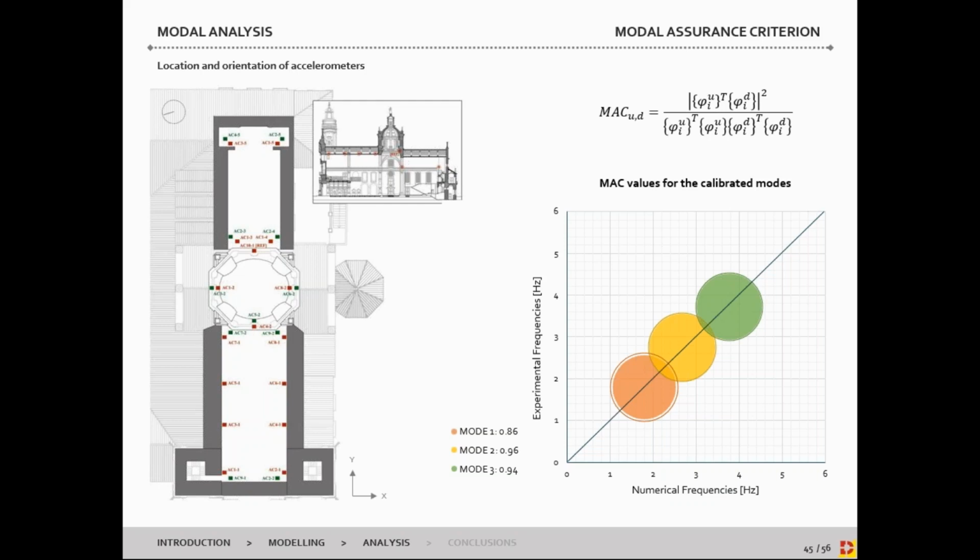In any case, this MAC, modal assurance criterion, consists in a numerical comparison of the eigenvectors for the dynamic identification test in our case and the numerical results. So the experimental and the numerical results. This MAC value ranges from 0 to 1, meaning that 0 is absence of correlation, so it has nothing to do, or 1 when it's a perfect match between the mode shapes. In our case we have 86, 96, 94, so really good correlation between the mode shapes.